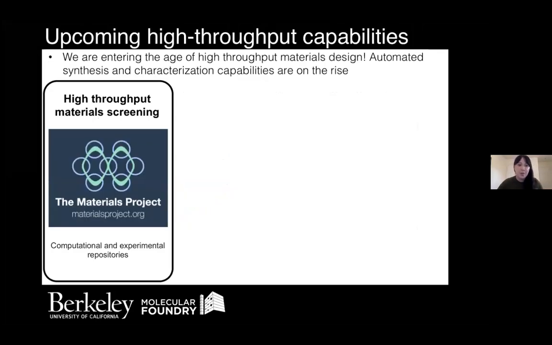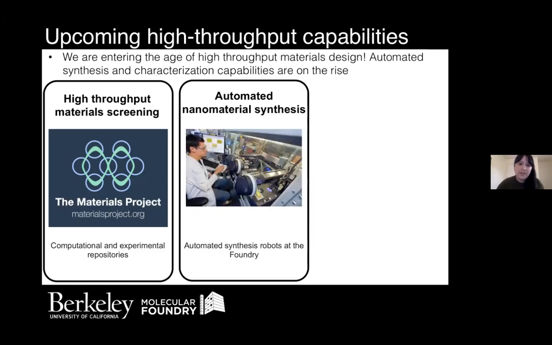And this is especially important right now because we're really entering an age of high throughput materials design. Automated synthesis and characterization capabilities are on the rise. This is inspired by many ongoing projects, but some that are local to Berkeley that I'd highlight would be, for example, the Materials Project, which has enabled high throughput materials screening for a variety of applications by collecting computational and experimental repositories. At the Foundry, one of the specialties of other facilities that I'm not part of is actually automated and combinatorial synthesis performed by robots.